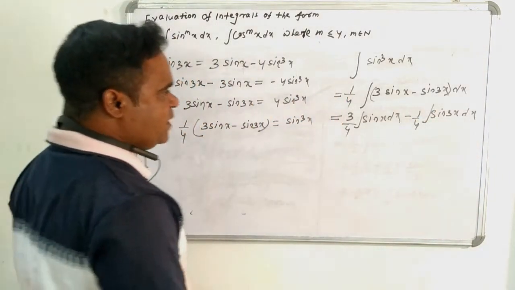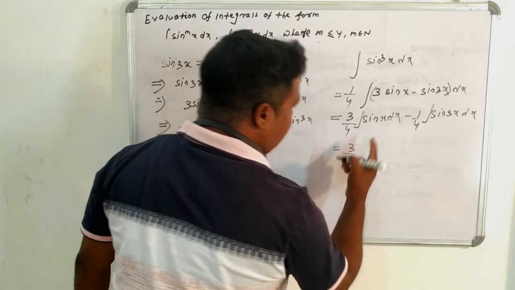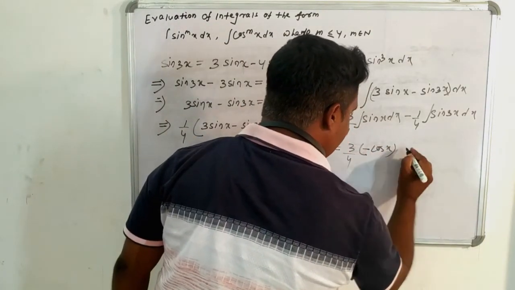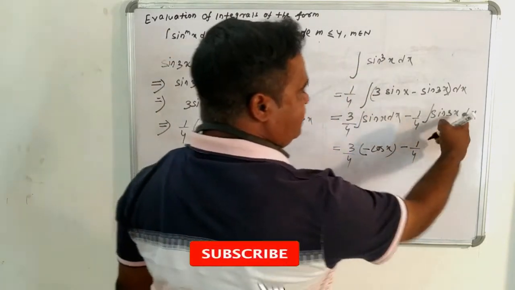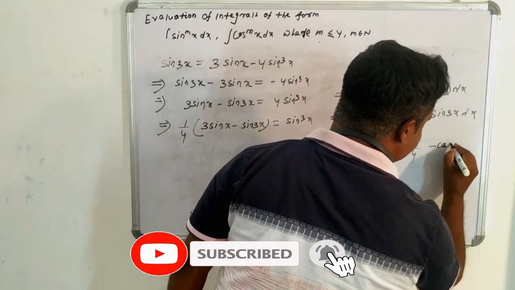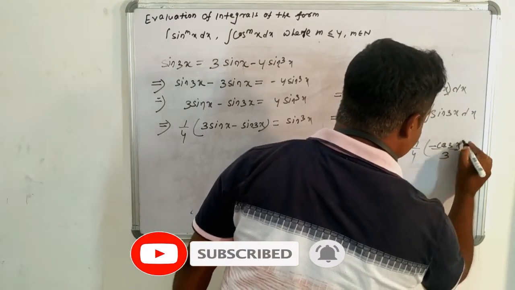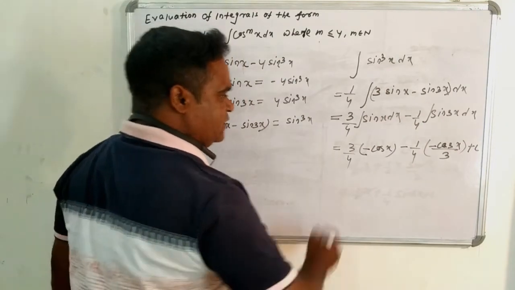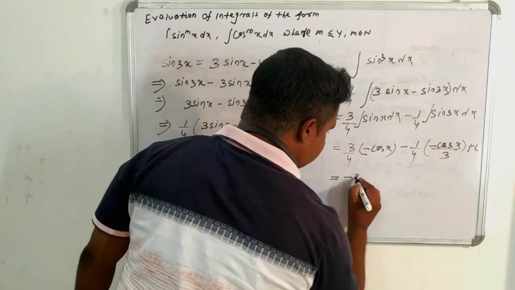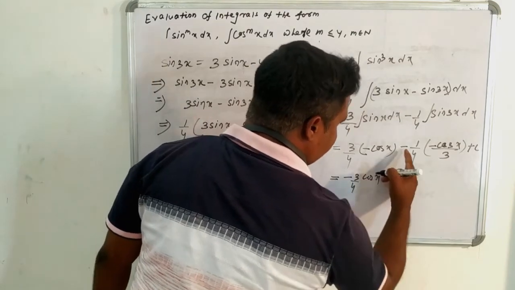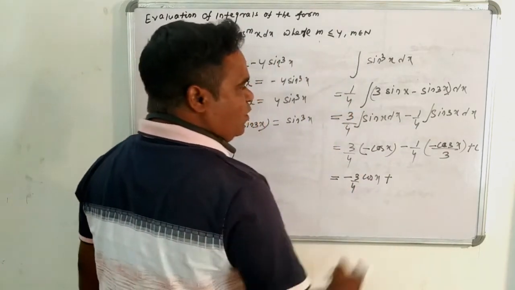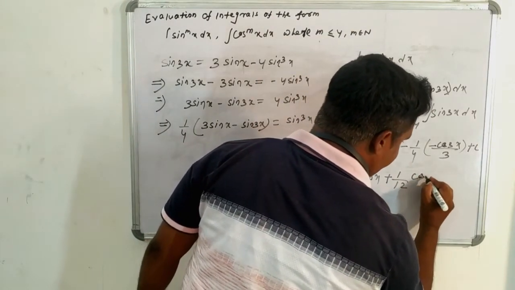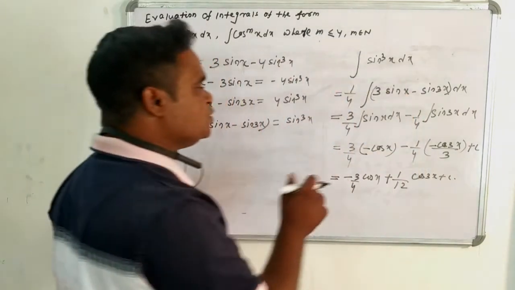Okay. So this value equals 3 by 4 times the integration of sin x, which is minus cos x, minus 1 by 4 times the integration of sin 3x, which is minus cos 3x divided by 3, because 3 is a multiplied factor, plus c. Here see the integration constant. So this value equals minus 3 by 4 cos x, minus and minus value is plus, 1 by 4 into 1 by 3 value is 1 by 12 cos 3x plus c is the answer of this question.